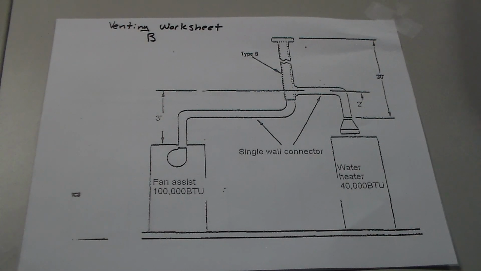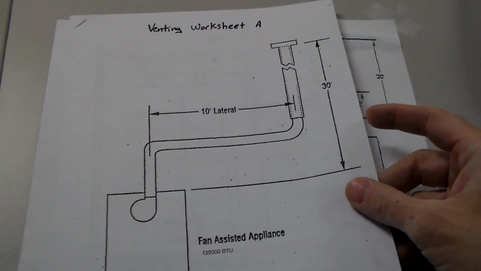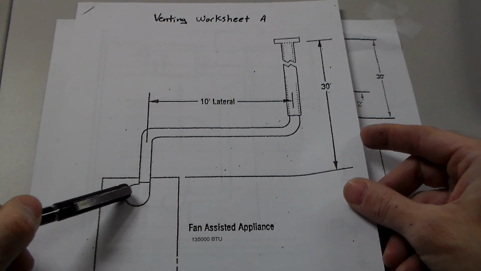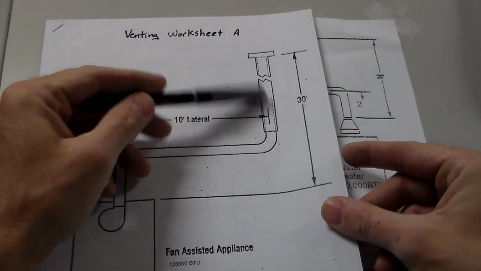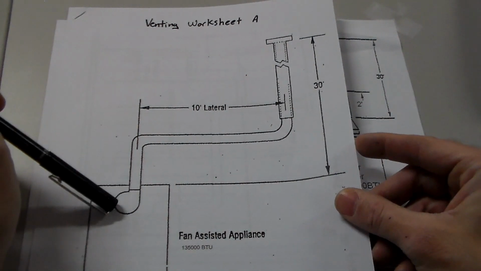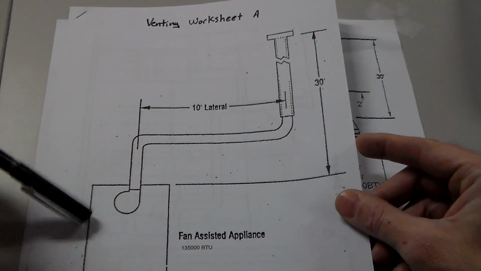Now there's a few different ways we can get this. We can get this as just a single appliance. Remember we talked about the fan assist. This one's got the dots, so it's B vent with a single wall connector. And then we have to go to the single appliance table to size for this one.